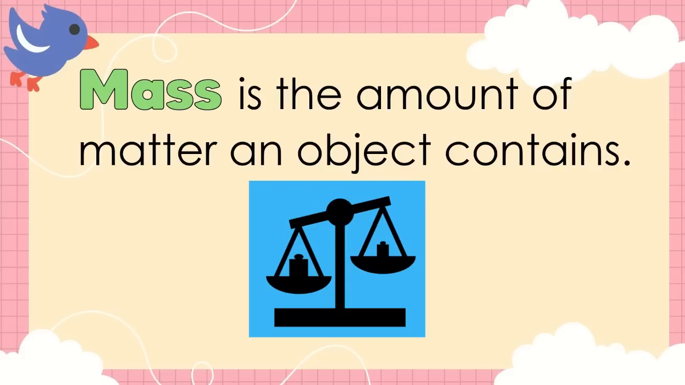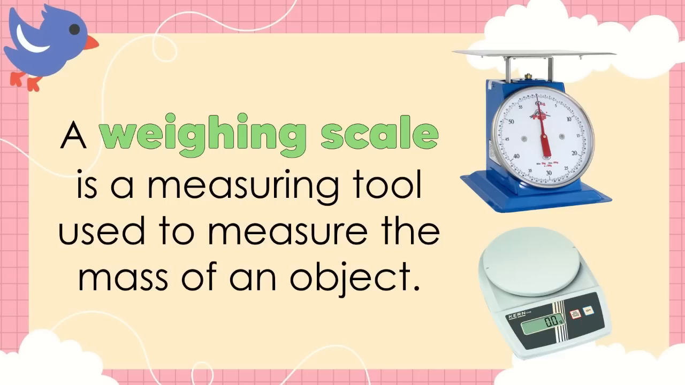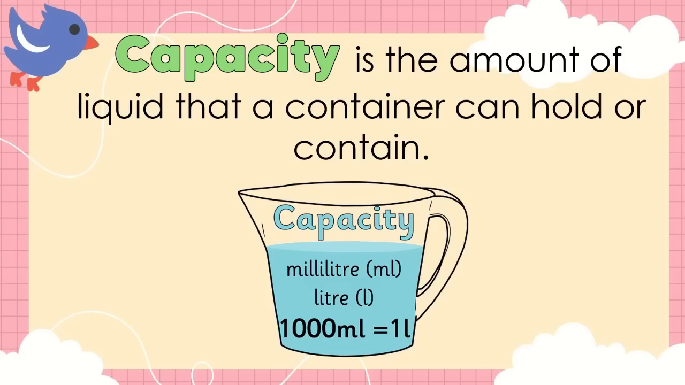Let's define what is mass. Mass is the amount of matter an object contains. A weighing scale is a measuring tool used to measure the mass of an object. Capacity. It is the amount of liquid that a container can hold or contain.